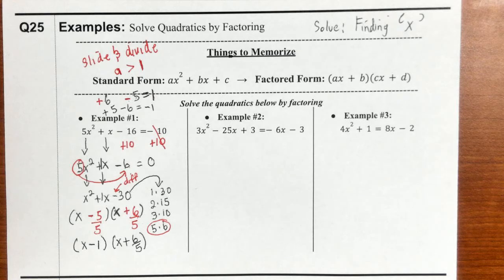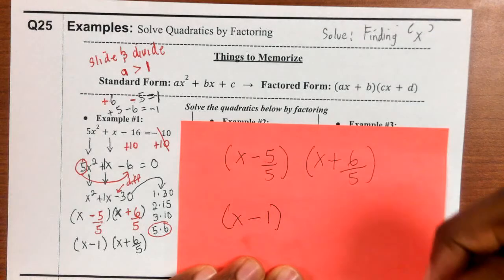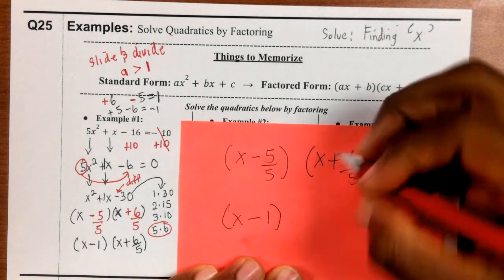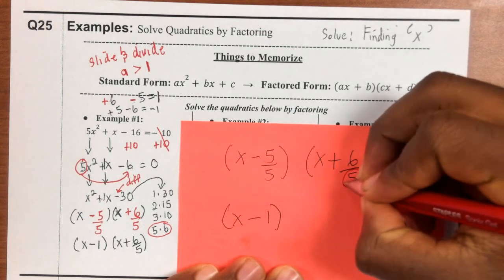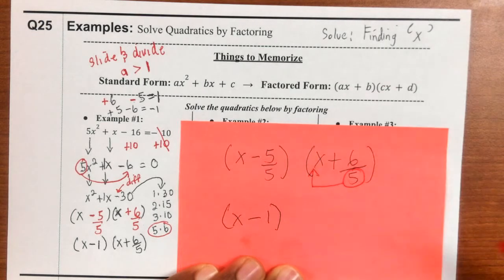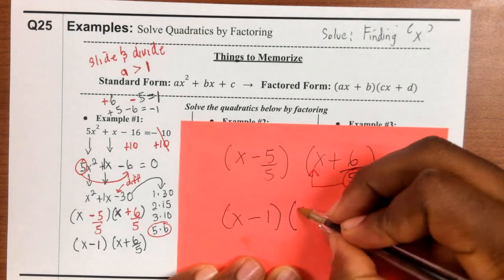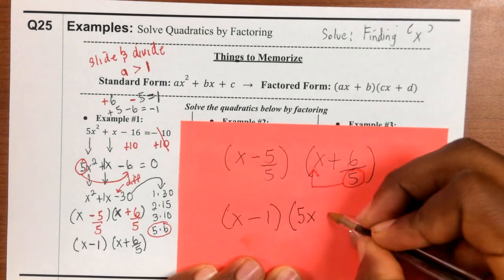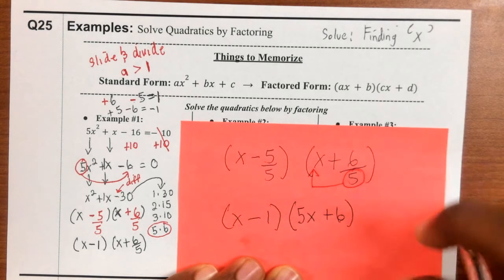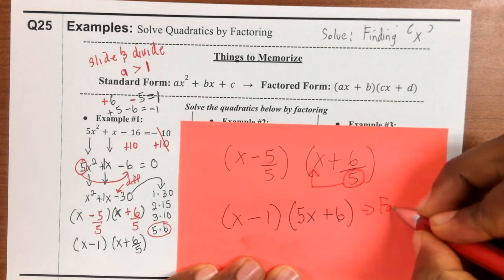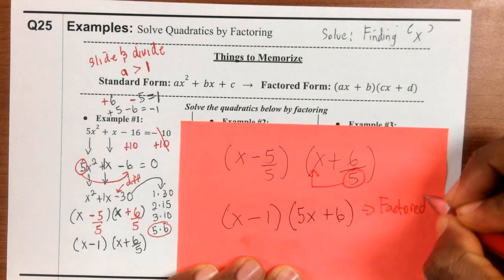Normally, when you can't divide it, guys, you would take whatever this denominator is and put it in front of your x, so that it will now be rewritten as 5x plus 6. However, that's if the question asks you for factored form.